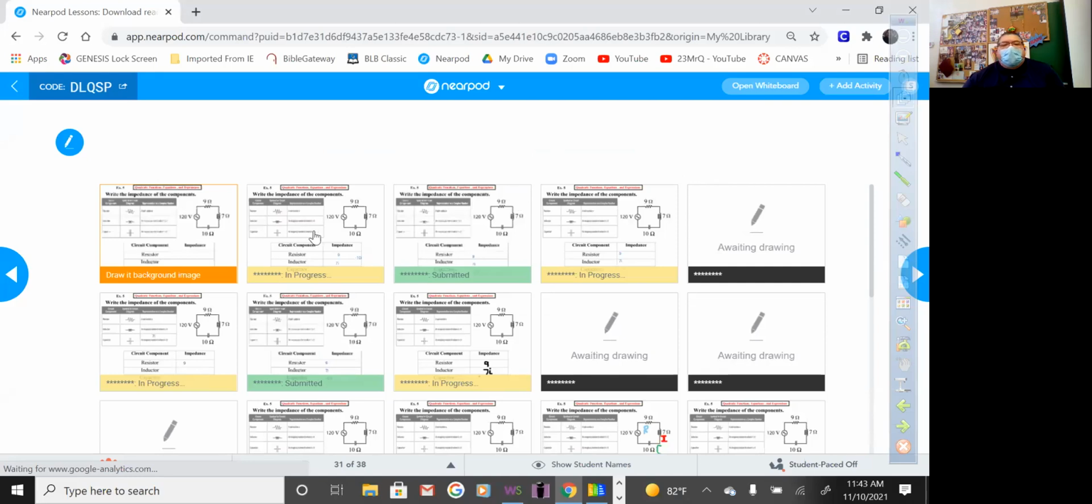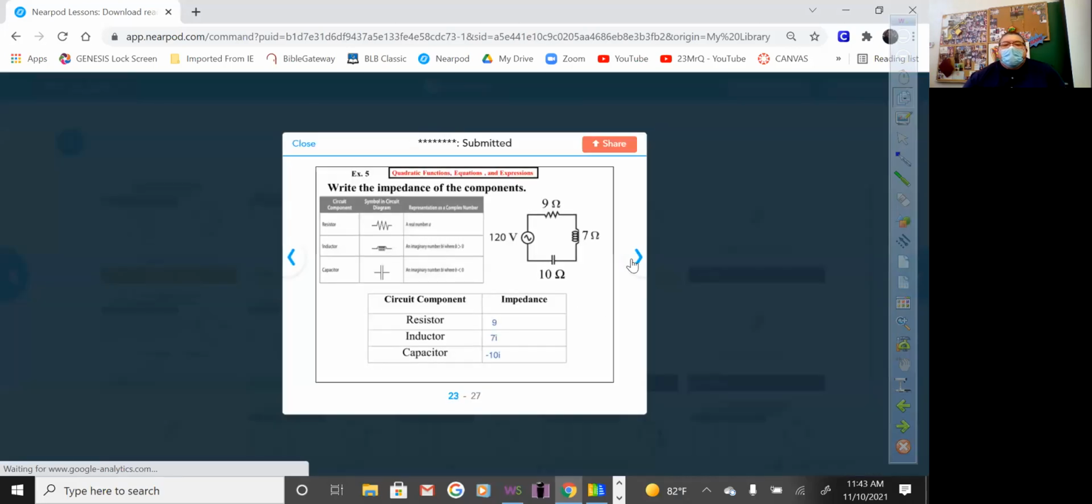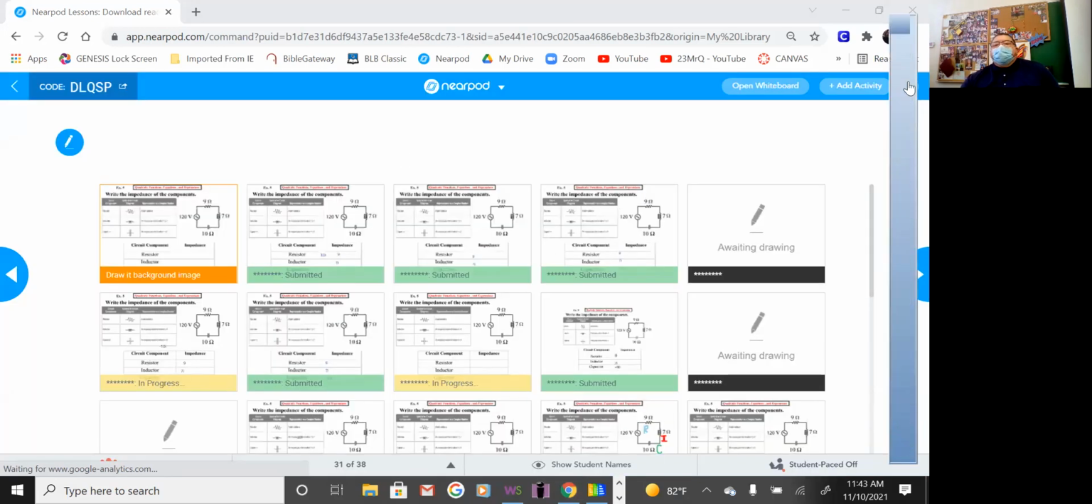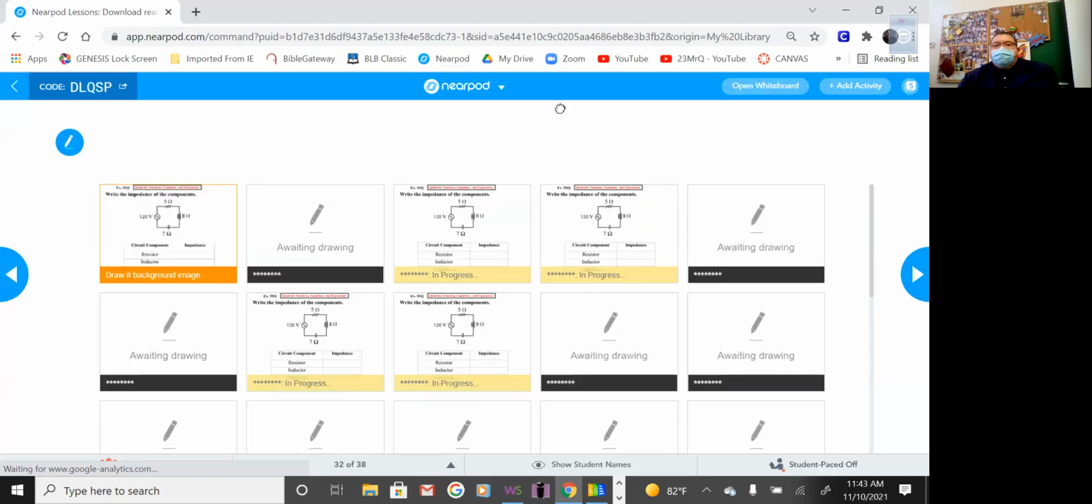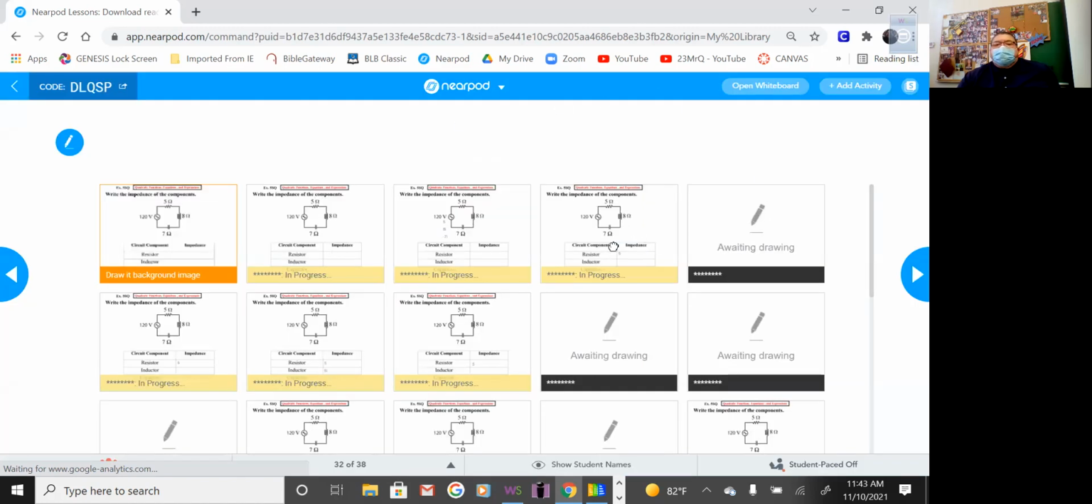All right, let's see where we're at. Look up to your screen. This is the correct answer on your screen. Hands up if you got something like that. Yes: 9, 7i, and negative 10i. Okay, let's do another one. Fill that one in, lock your toolbar, and write the impedance for those. Hurry up. You should be almost done.